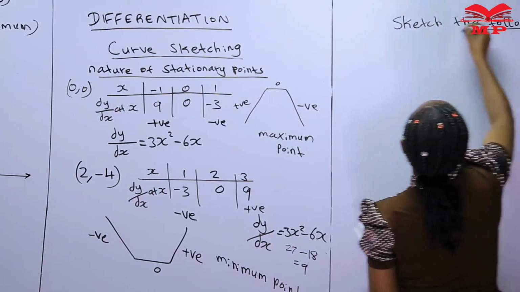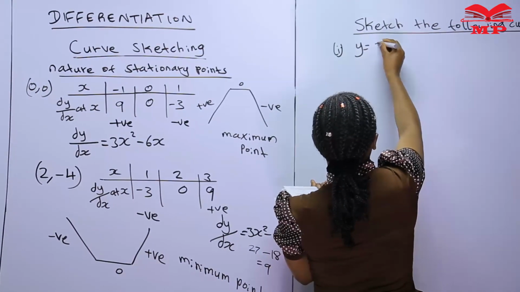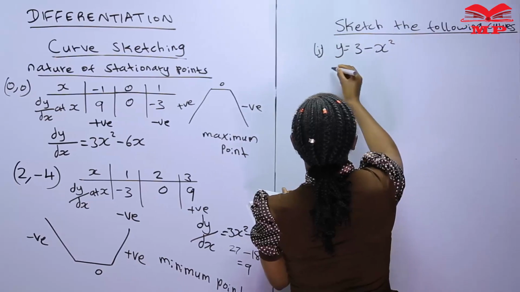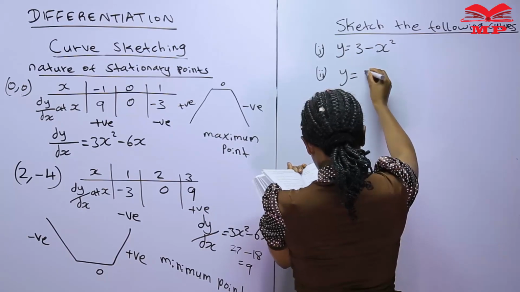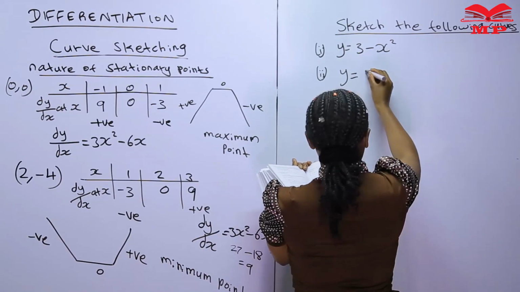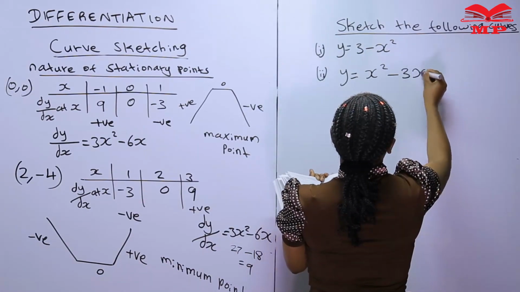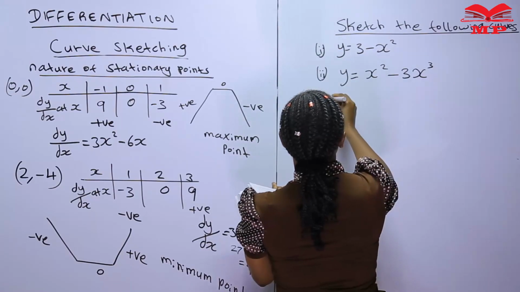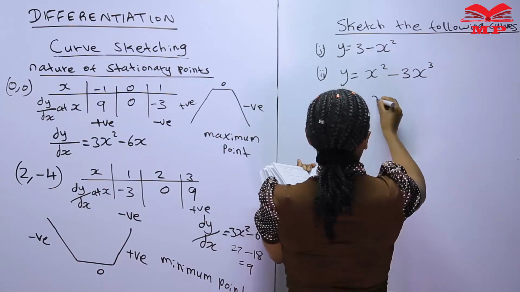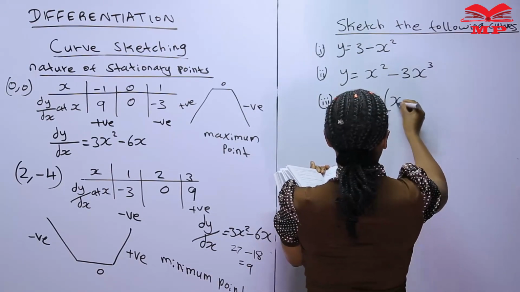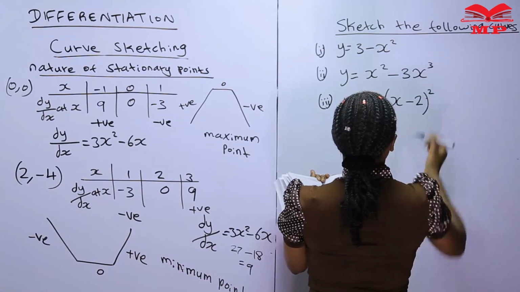Sketch the following curves. So we have number 1, y is equal to 3 minus x squared. Number 2, we have y is equal to x squared minus 3x raised to power 3. Then finally, number 3, we have y is equal to x into bracket x minus 2 squared.